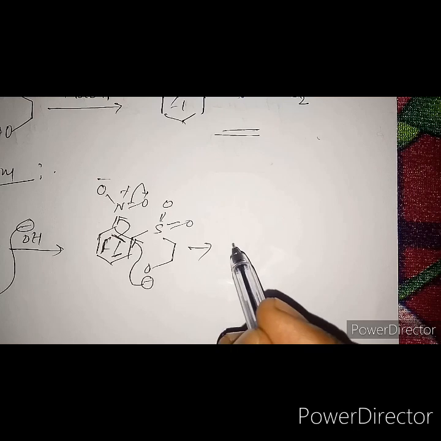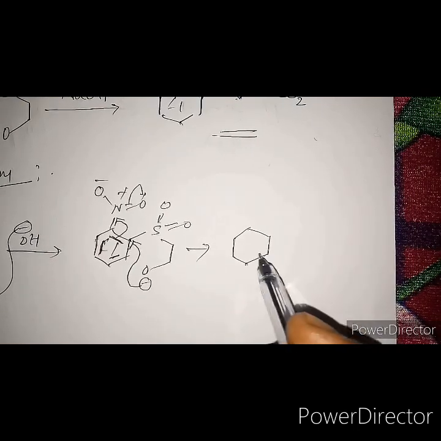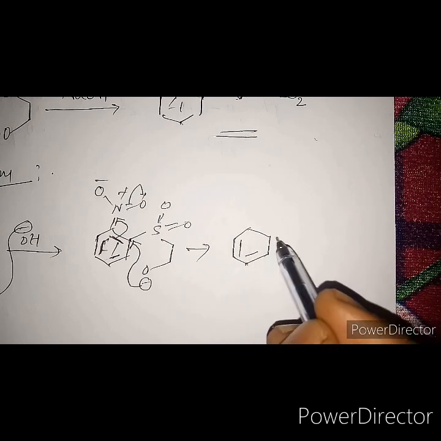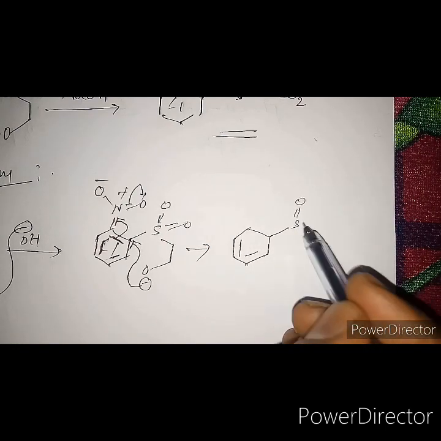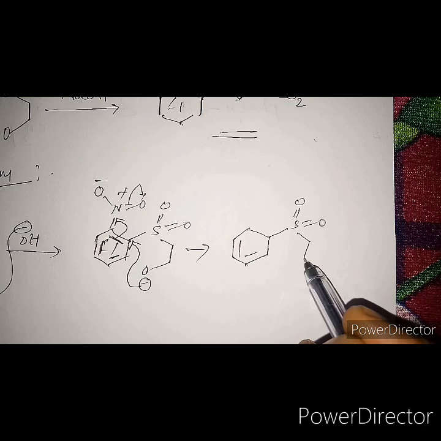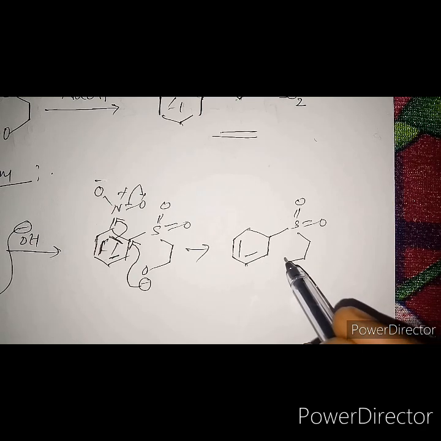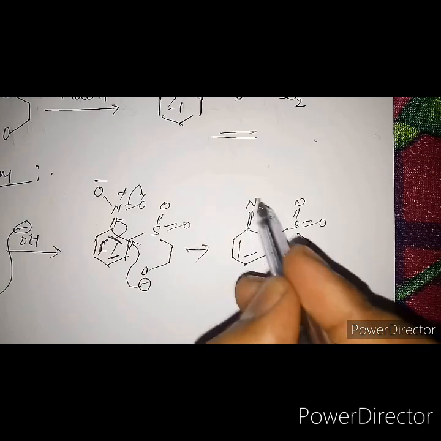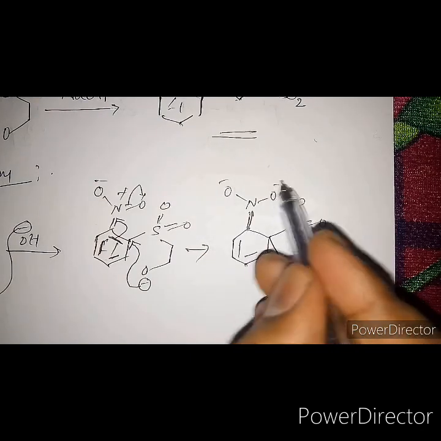Okay, in the next step you will get, so these 2 bonds are unaffected. You will get now sulfur connected with 2 carbons along with oxygen connected here. Now we have double bond NO minus, O minus plus.